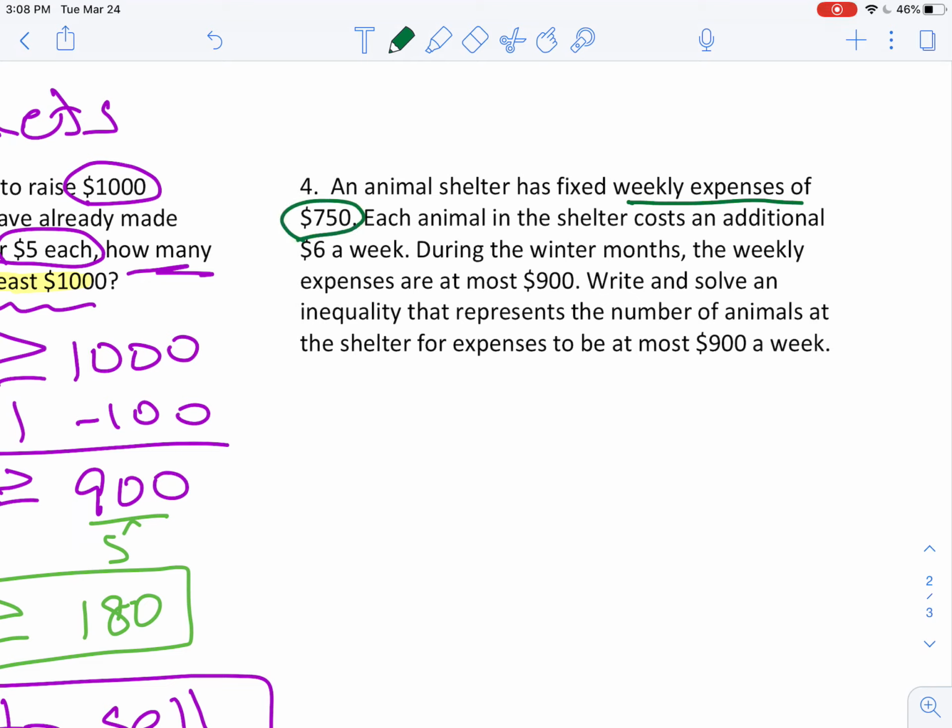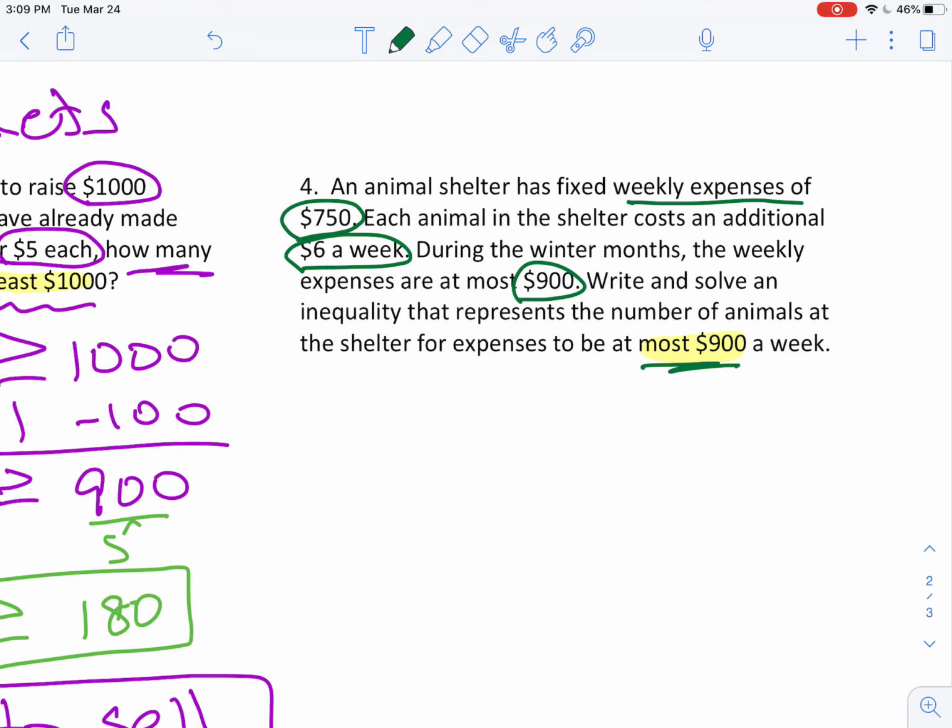All right, here we go. The shelter has a fixed weekly expense of $750. Each animal in the shelter costs an additional $6 a week. During the winter months, the weekly expenses are at most $900. Write and solve the inequality that represents the number of animals at the shelter for expenses to be at most $900.